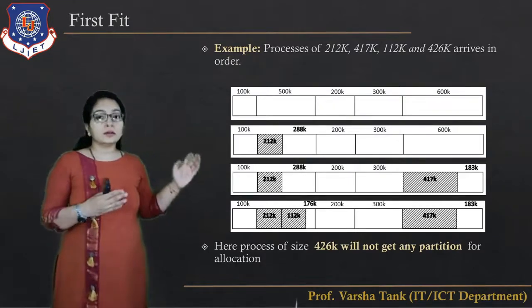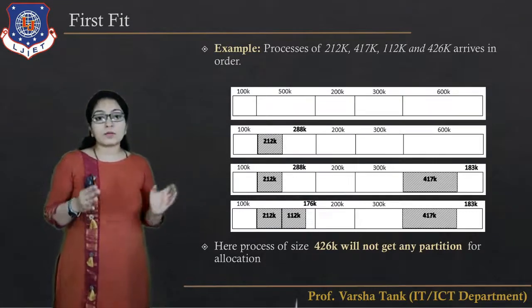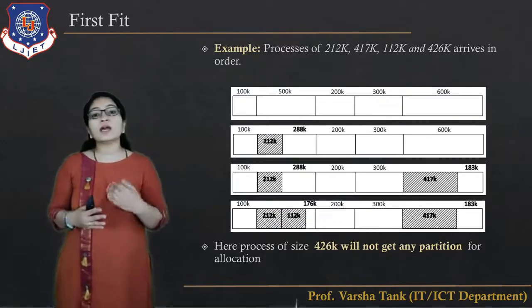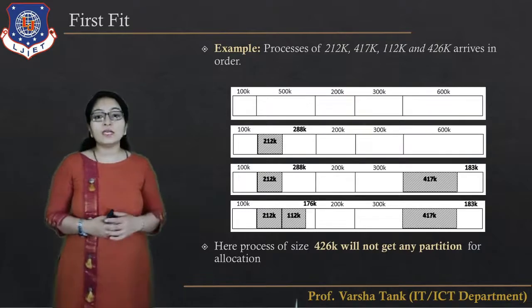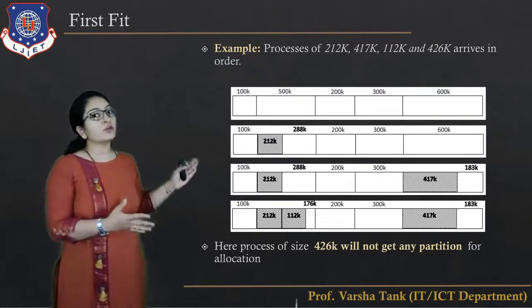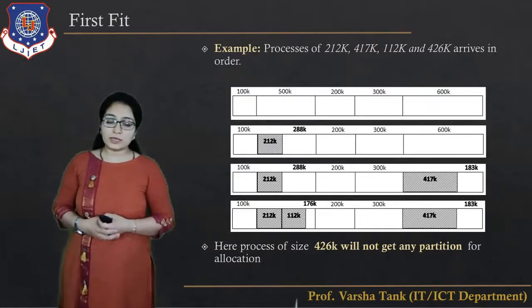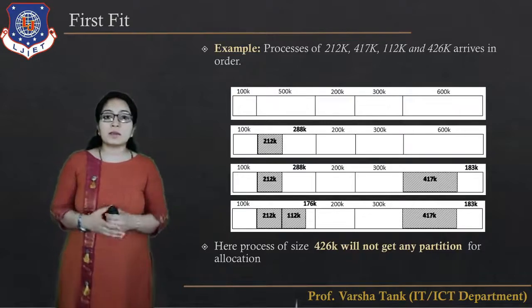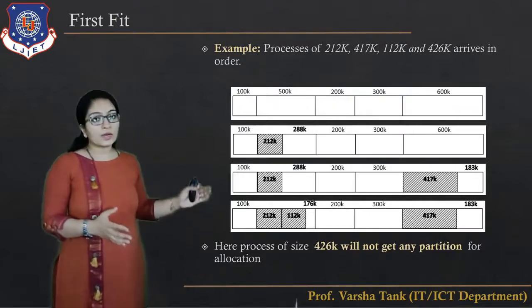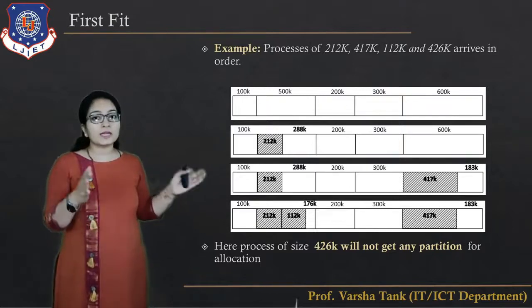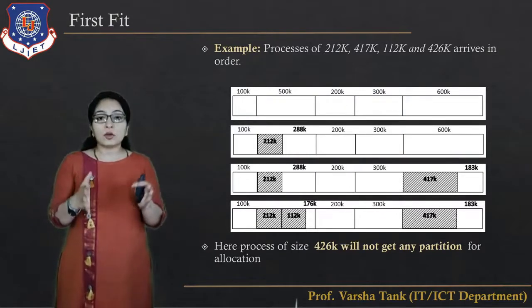If we arrange these processes in the proper way, then we will get the partitions. But here in first fit, we are not able to get a partition for this 426K process. So this is also one of the big disadvantages of first fit. Why? Because the space is there, but still we are not able to allocate the process to that particular hole, because memory compaction is not there.